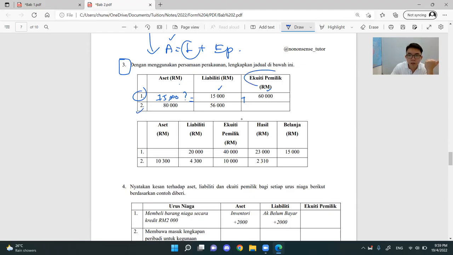Now what about number two? Now you want to find EP, equity per mille. Here it is unknown. So from here you rearrange and find EP. So EP equals to asset minus liability. Agree or not? Yes or no? Agree? Yep. So from here, you have asset ready, so you minus the liability. You use 80,000 minus your 56,000. You get how much?